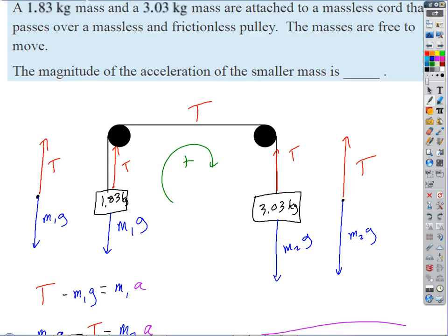So if we're going to look at this system of the two masses together, the tension is just linking them together, right? What are the forces acting on this system? Well, we've got one force acting in the negative direction, that's the weight of the small mass, because we said the positive direction was rotating to the right, clockwise. So we've got a negative force that's the weight of the small mass and a positive force that's the weight of the big mass.